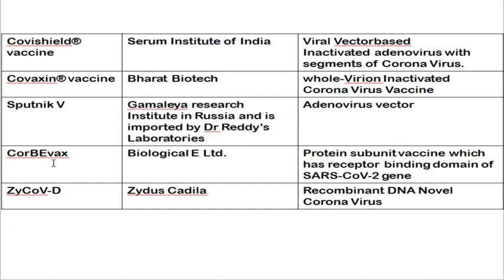Corbevax, manufactured by Biological E Limited, is called a protein subunit vaccine. This vaccine has the receptor binding domain of SARS-CoV-2. The protein subunit is nothing but the receptor binding domain of the SARS-CoV virus. ZyCoV-D, produced by Zydus Cadila, is a recombinant DNA vaccine for the novel coronavirus. So please try to know the list of vaccines currently employed for the coronavirus, and you should at least know the vaccines currently manufactured in India. In India, they are currently employing a nasal route based vaccine. So you should know about all those things.